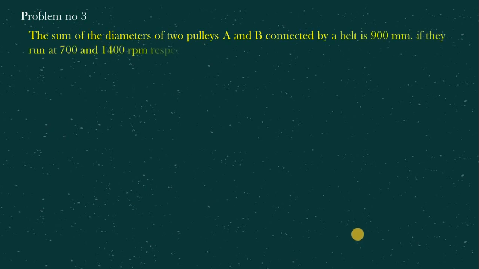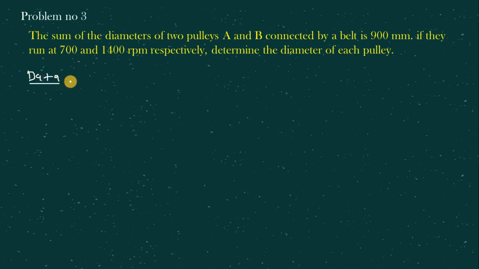Let's consider one more problem on the belt drive. The sum of diameters of two pulleys A and B connected by a belt is 900 mm. If they run at 700 rpm and 1400 rpm respectively, determine the diameter of each pulley. So here is a very simple problem. Again, let's see what data is given for us, and from there, how can we calculate the things?